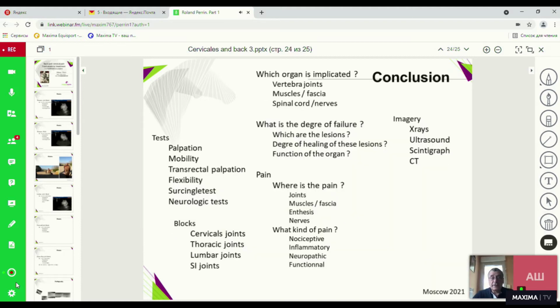So you have done all this exam, you know a lot of things about anatomy. So when you have finished all of this, you have to understand which organ is implicated in your horse. It is the vertebra, the joint, it is the muscle, the fascia, or it is the spinal cord or the nerves, or it is all. But you have to understand where the problem is.